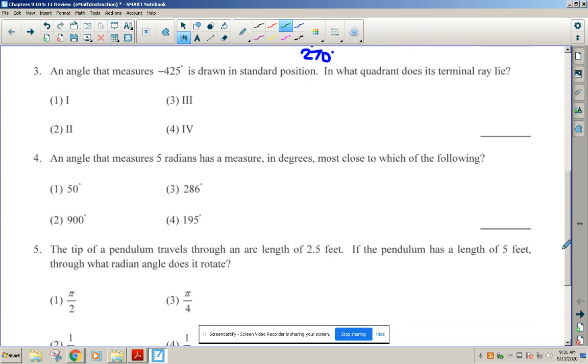Let's look at number 4. I'm going to do the even and you're going to do the odd then. An angle that measures 5 radians in degrees. All right, so if I am 5 radians and I want to go back to degrees, I am going to multiply by 180 over pi. So I'm going to need my calculator for this.